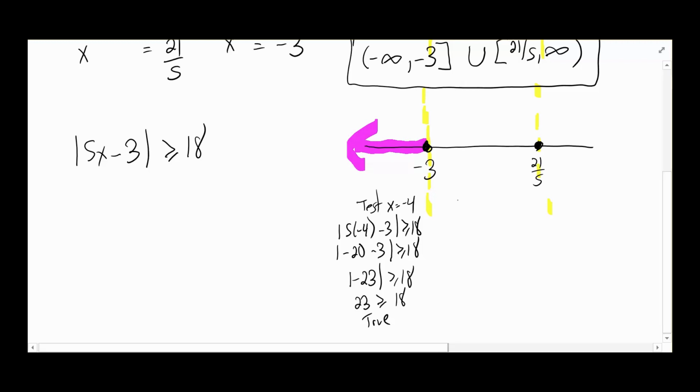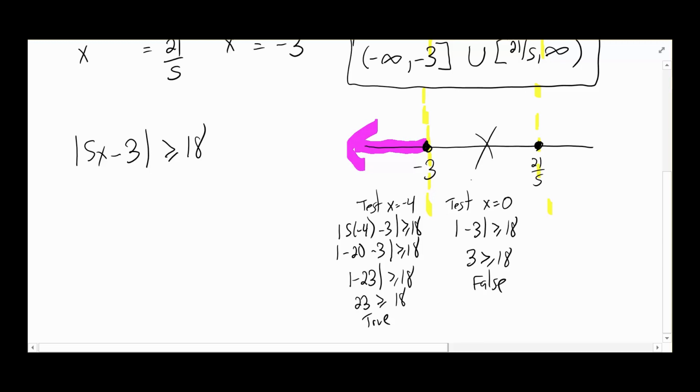Now for the middle interval, we need to test some number that's between negative 3 and 21/5. 0 would be a nice easy one to test because that just gives us 0 minus 3, which gets us negative 3. Is 3 bigger than 18? No, 3 is not bigger than 18. That's a false statement, so we don't shade that interval.